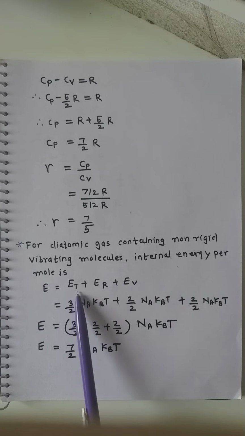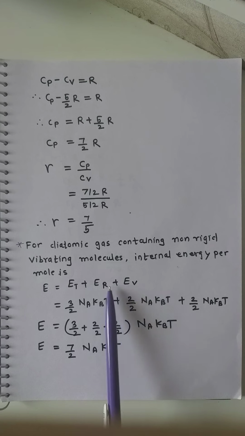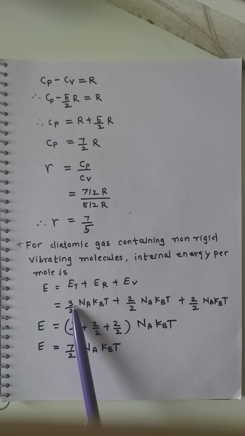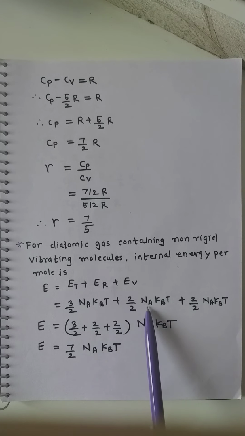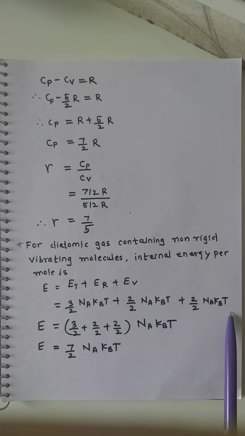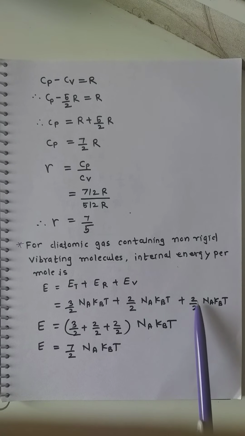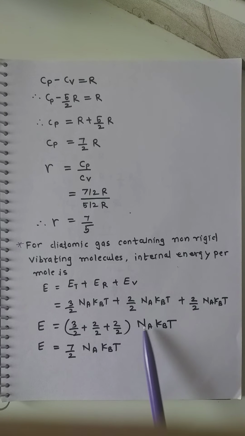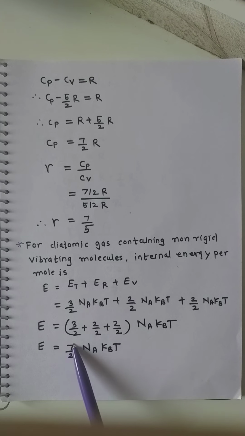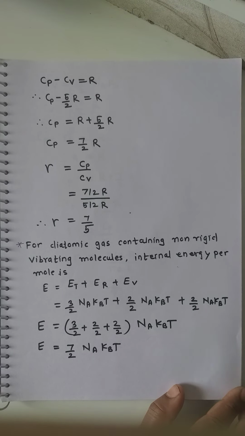Now see, in internal energy, total energy will be equal to Et plus Er plus Ev. Now we have to substitute Ev here. So again 3 by 2 NaKBT plus 2 by 2 NaKBT. We also know vibration energy from our previous information, so 2 by 2 NaKBT. Now add up this 3 by 2, 2 by 2, 2 by 2, and NaKBT is common. So by this addition we are getting 7 by 2 NaKBT. This is internal energy for diatomic gas but non-rigid.